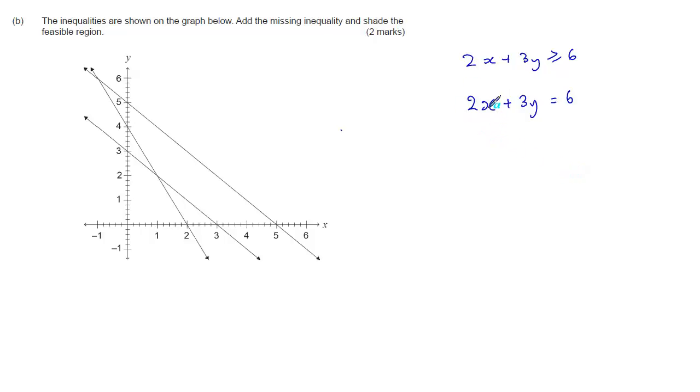So if x is equal to 0, y is equal to 2. If y is equal to 0, x is equal to 3. So it's going to be a line that goes through these points like so. And so this is the missing constraint just here. Now, we know that we have to be below this one, and these ones we have to be above. So the feasible region is going to be this one just here.